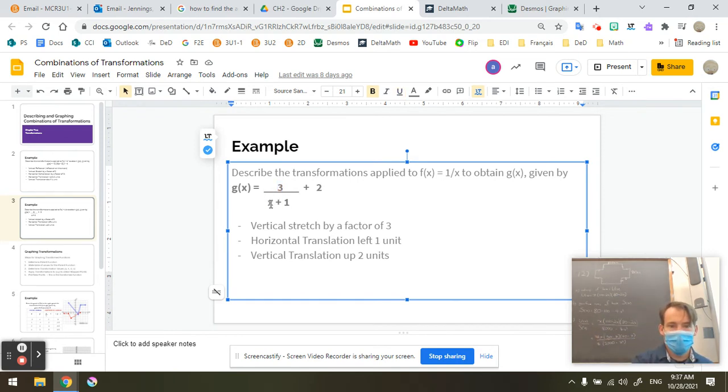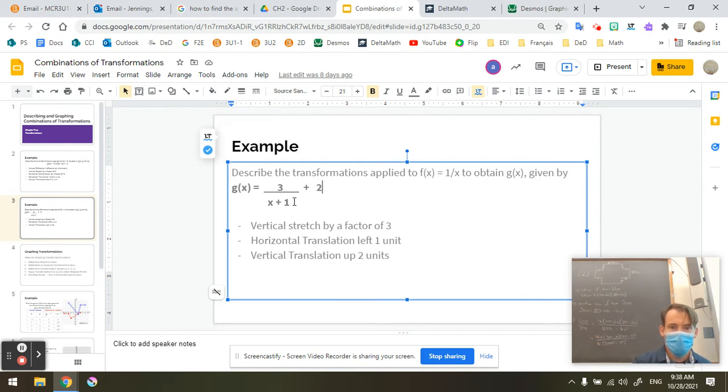I'm not multiplying my inputs by anything, so that k is 1. And then I'm going to be moving it 1 unit to the left by adding to the input. So that moves everything 1 unit to the left. And then I'm raising it 2 units up.